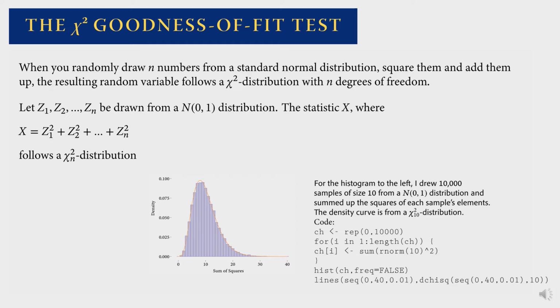In this code down here, I'm drawing a sample of 10 standard normal random variables, squaring them, and summing them up. I do that 10,000 times, and the distribution I get fits a chi-square curve with 10 degrees of freedom.